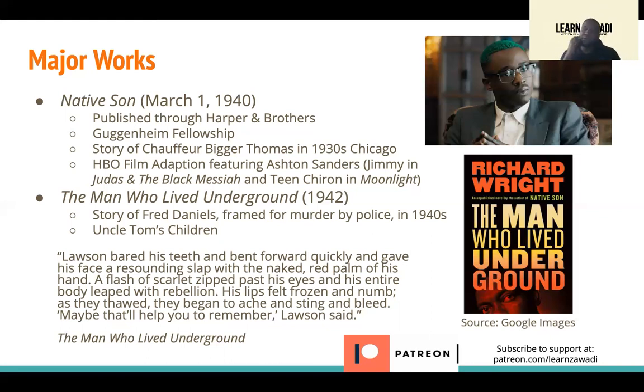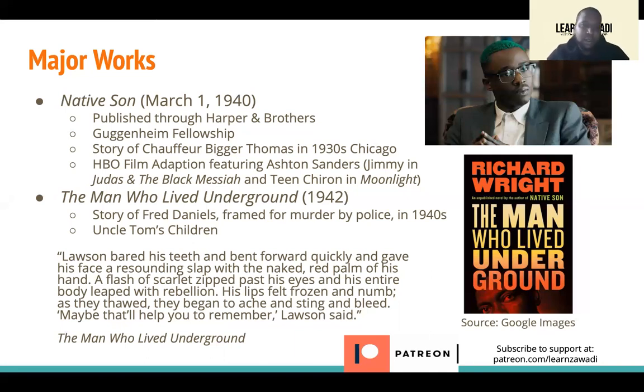And so Fred Daniels is framed for murder. Like I said, I'm not gonna get too deep into the details of the story, but you gotta check it out, right? This book wasn't necessarily a major publication in terms of being backed by a fellowship, as Native Son was, or having some kind of flagship publisher behind it. But it did end up later being included in a larger collection of stories that Richard Wright published, titled Uncle Tom's Children. You got to check out Uncle Tom's Children. It includes The Man Who Lived Underground. I believe it includes Native Son, but it's also two other works that Richard Wright put out.